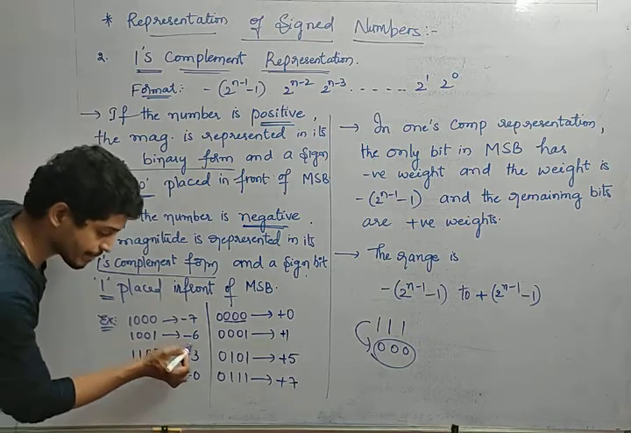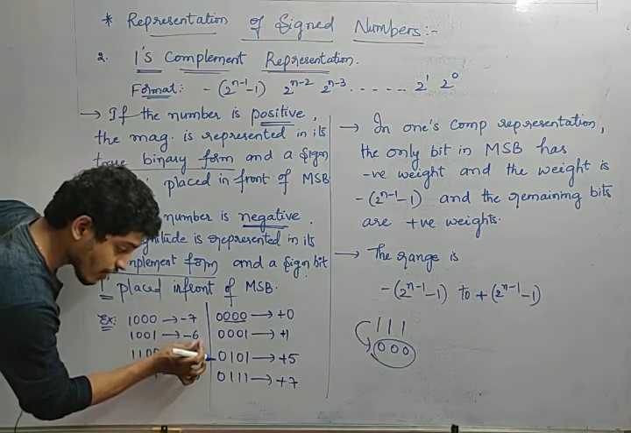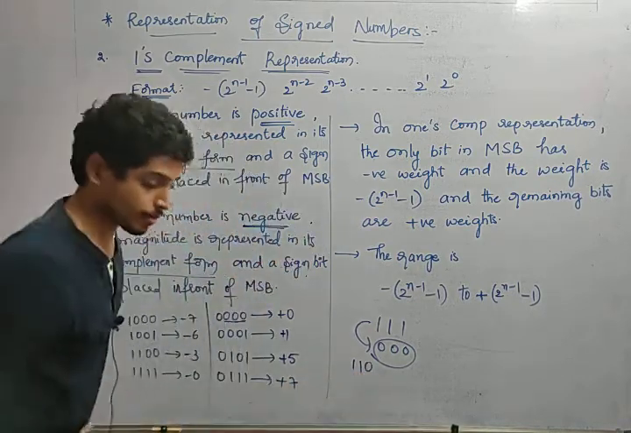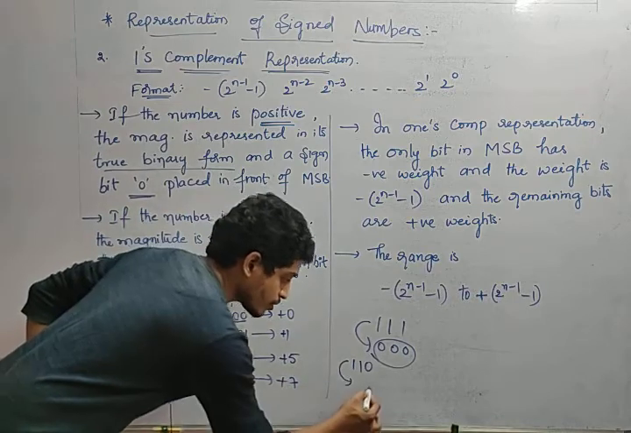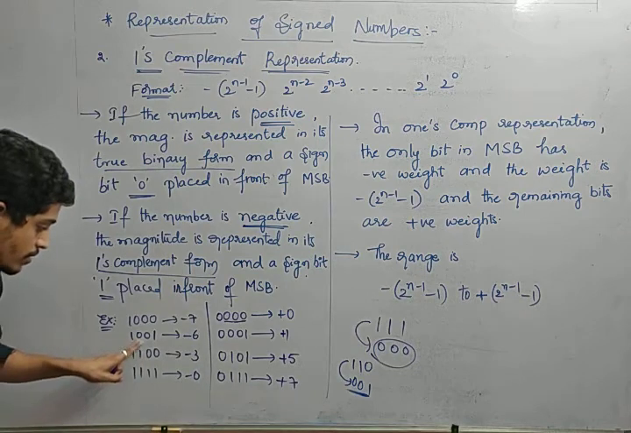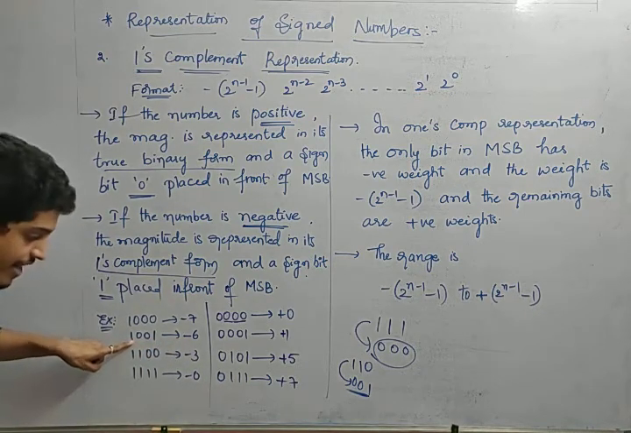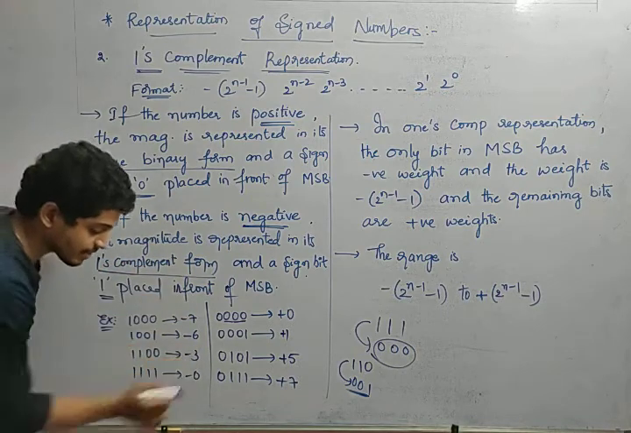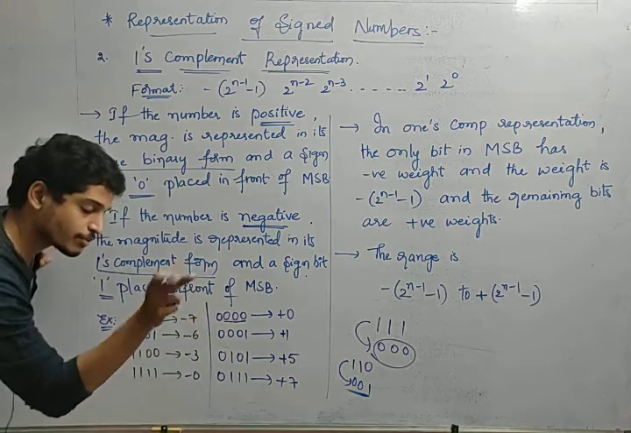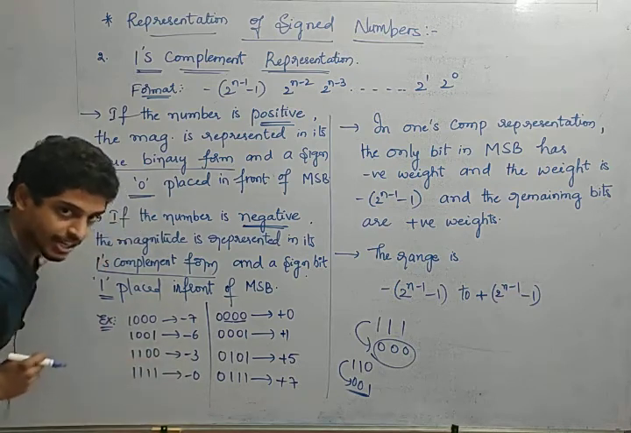Now, how can I represent minus 6? Since this number is negative, I have to take the ones complement of the magnitude. 6 is nothing but 110 in true binary form. What is the ones complement of 110? 001. This is the ones complement. Since it is a negative number, we keep 1 in front of the MSB. Now, how can we represent minus 3 in ones complement representation? The binary form of 3 is 011 and the ones complement is 100. Since it is a negative number, I am keeping 1 in front of the MSB.